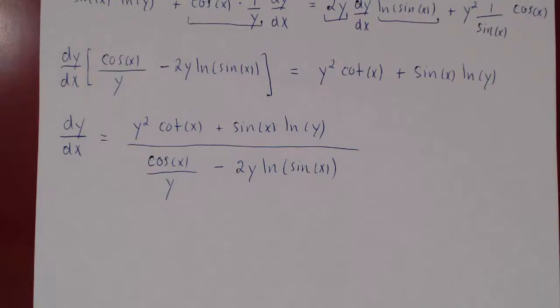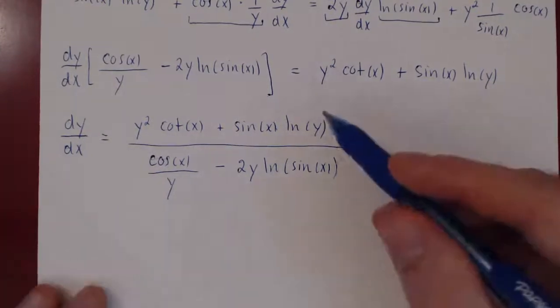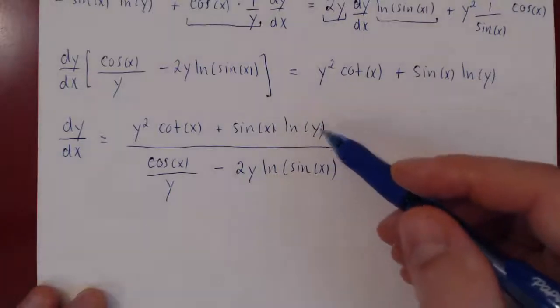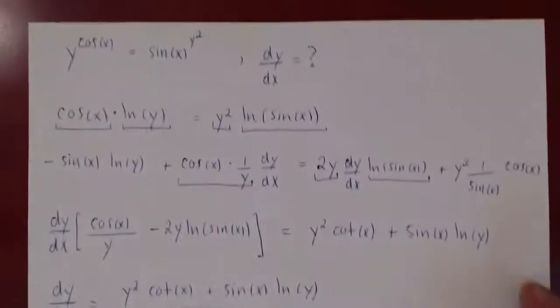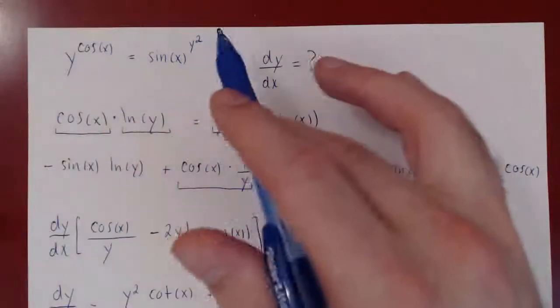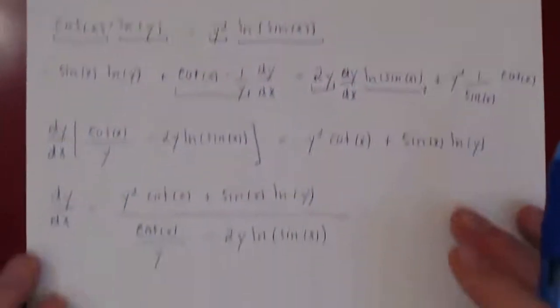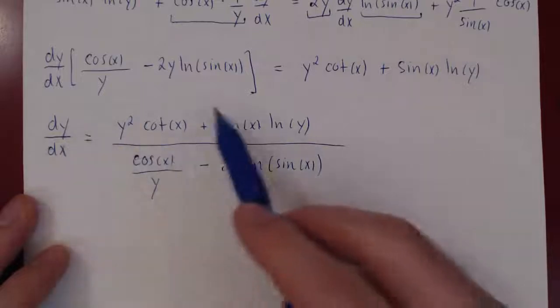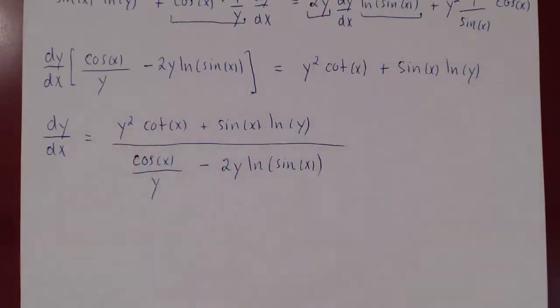And you can ask in the end, can we give the answer only in terms of x? Well, that would require us to know what y is as a function of x. And if you look at here, we cannot solve for y as a function of x. So the best we can do is leave the final answer in terms of x and y.